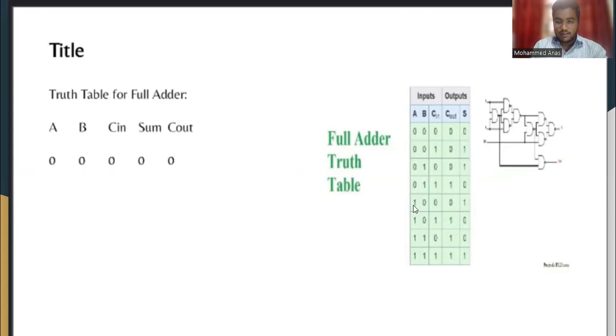If A is 1 and B and C in are 0, the C out will be 0 and S will be 1 in the output. And so on, if A is 1, B is 0, and C in is 1, then C out will be 1 and sum will be 0. And at last, if A is 1, B is 1, C in is 1, in output we get C out will be 1 and S will be 1.